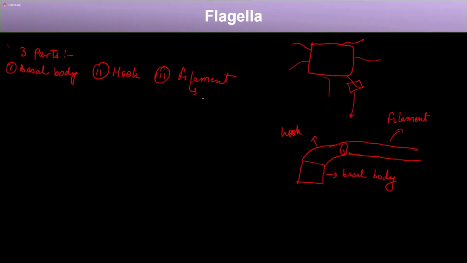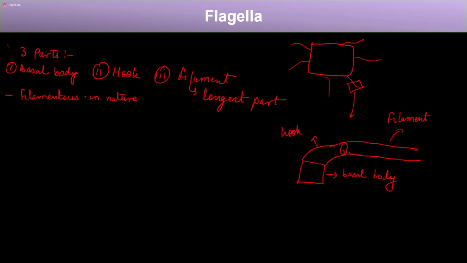So a flagellum has three parts. The first part is the basal body, the second is the hook, and the third is the filament. The filament is the longest part of the flagellum. Because it has a filament, you can say that flagella is filamentous in nature.